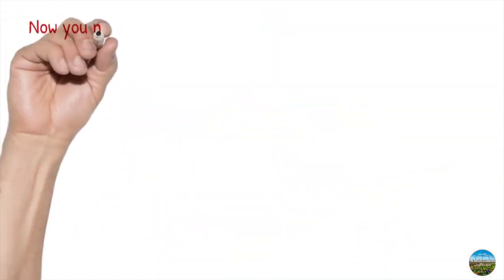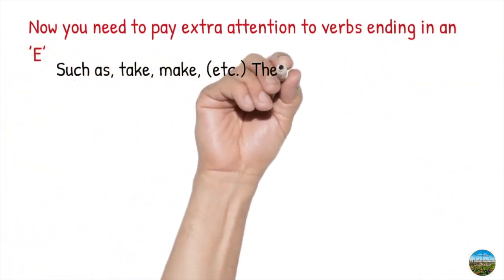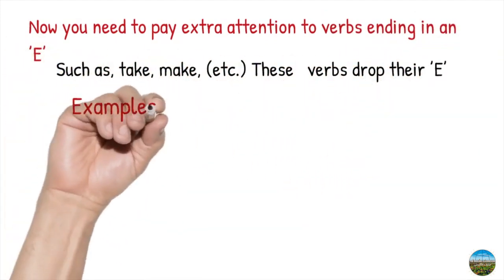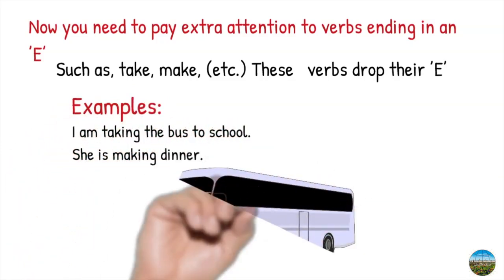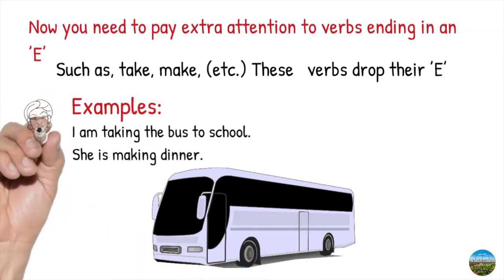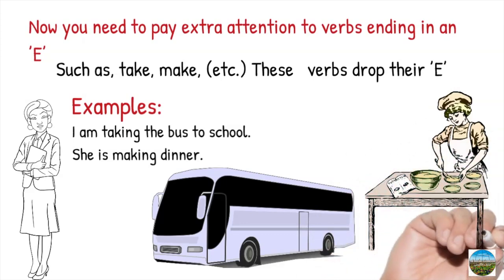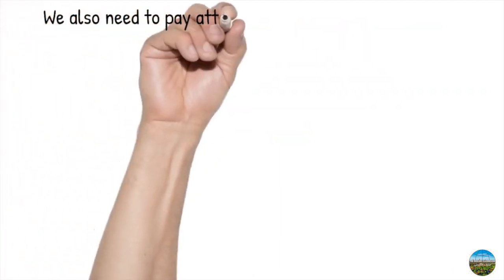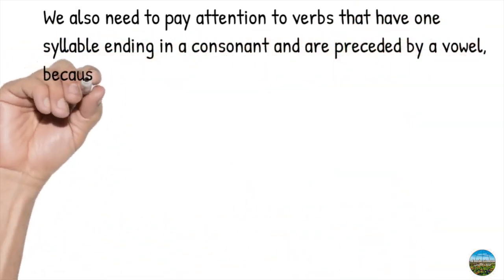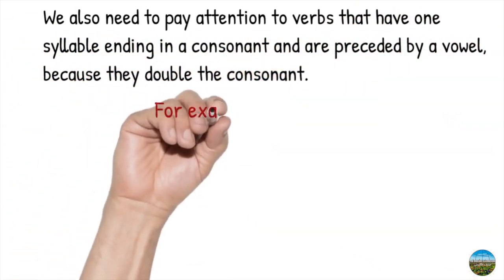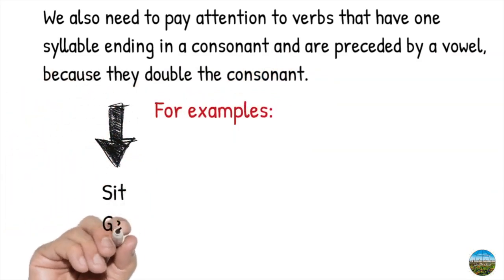Now you need to pay extra attention to verbs ending in an E, such as take, make, etc. These verbs drop their E. Examples: I am taking the bus to school. She is making dinner. We also need to pay attention to verbs that have one syllable, end in a consonant and are preceded by a vowel, because they double the consonant. For example: sit, get, run.